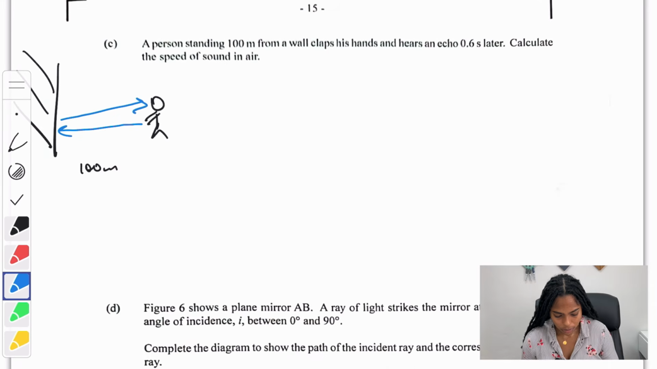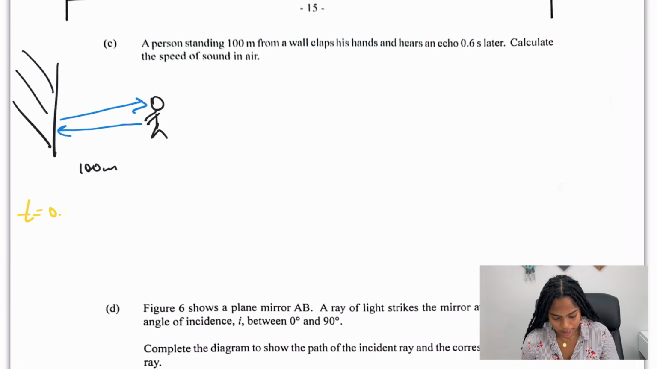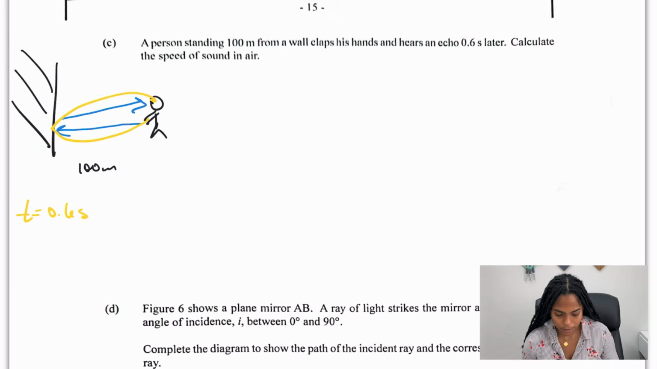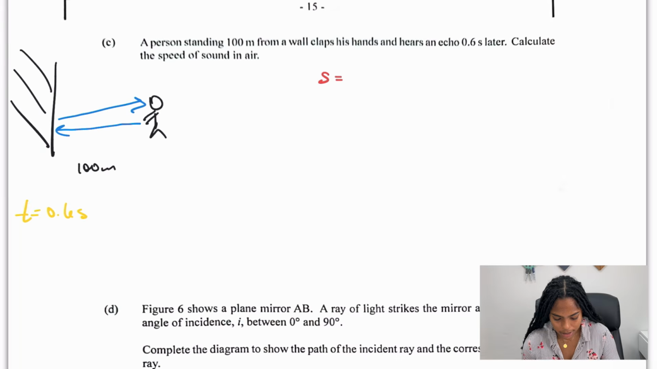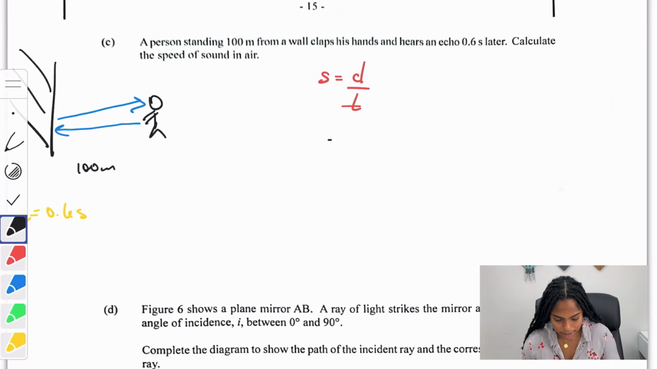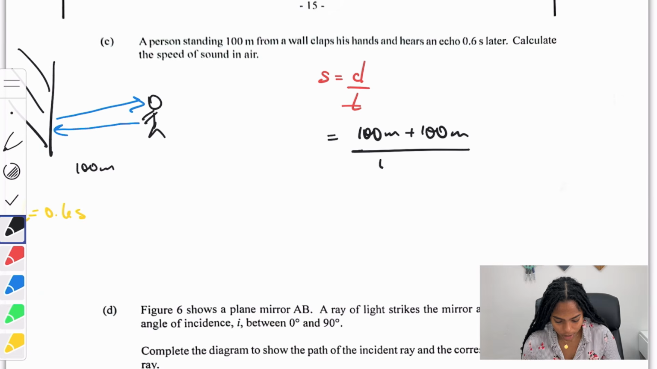So it takes 0.6 seconds for me to hear that. So it takes 0.6 seconds for that sound from the clap to come here and come back over here. So what is the speed? Now, speed is equal to distance divided by time. But remember, the distance here was 100 meters to go plus 100 meters to come back. Or we could say 2 by 100. And my time is 0.6.